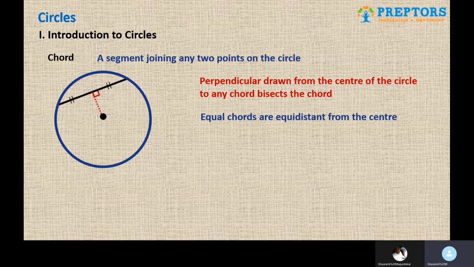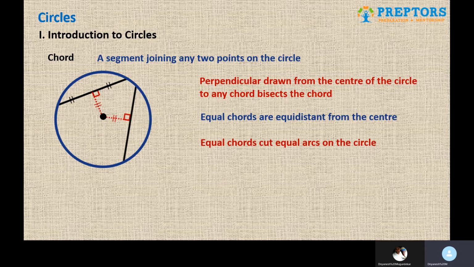Then equal chords are equidistant from the center. If we replicate the same length anywhere on the circle, that length will also be at the same distance from the center of the circle. And equal chords cut equal arcs on the circle. So the arcs which are enclosed by those two chords, they are also equal because the chords are also equal. And lastly, diameter is the largest or the longest chord. So these are the properties of chord. Again, you will require to know them as far as your solving of the questions is concerned.